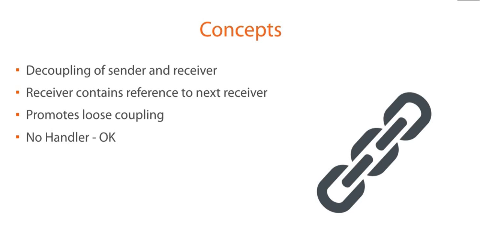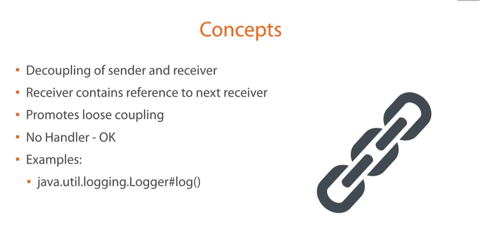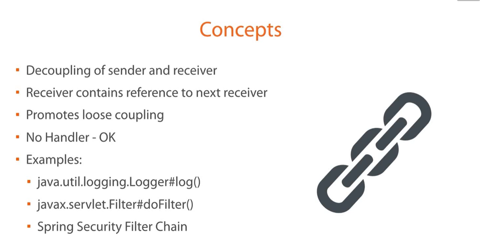Examples of this in the Java API are the Java Util Logging Logger API. And although not part of the core Java API, the Servlet API, specifically Servlet Filters, is another great example of chaining. One of the best examples I've seen of this pattern in use, though, is how Spring implements their security chain filter in Spring Security. It's a great example of chaining.